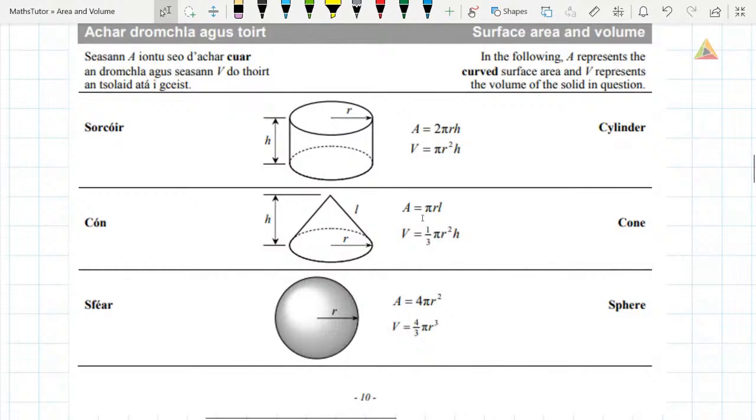So this is page 10 of my tables, and I see that on page 10, I have formulas for a cylinder, for a cone, and for a sphere. The shape that we were given in this question was a hemisphere. So a hemisphere is half of a sphere. And there are no formulas given in my tables for a hemisphere. What we need to do is take the formulas for a sphere and multiply them by a half.